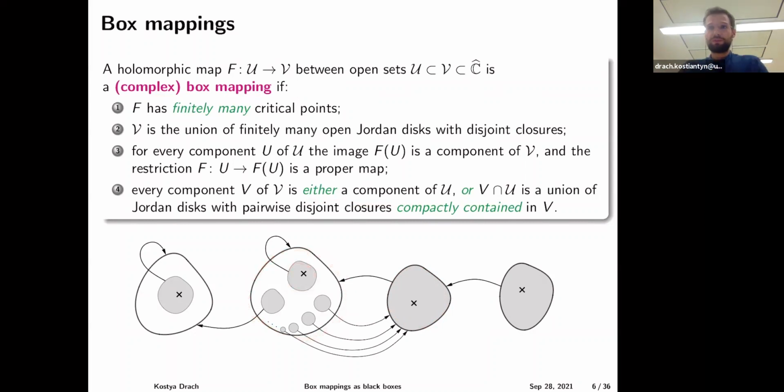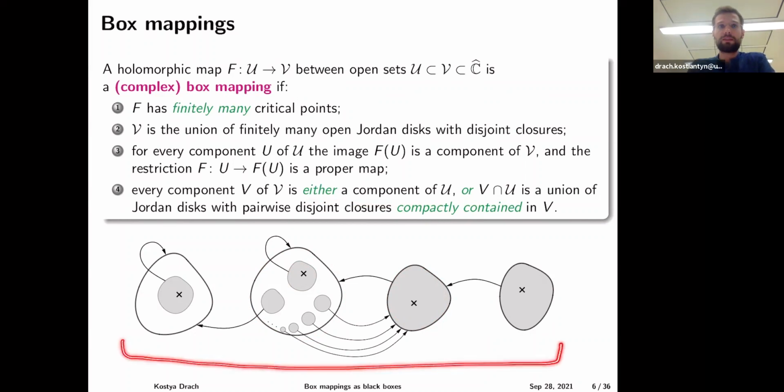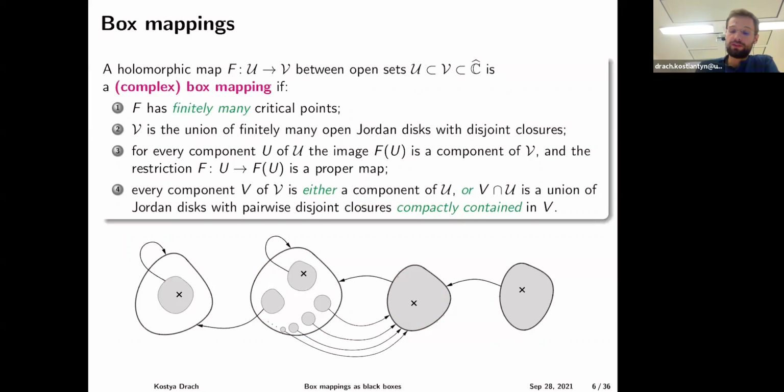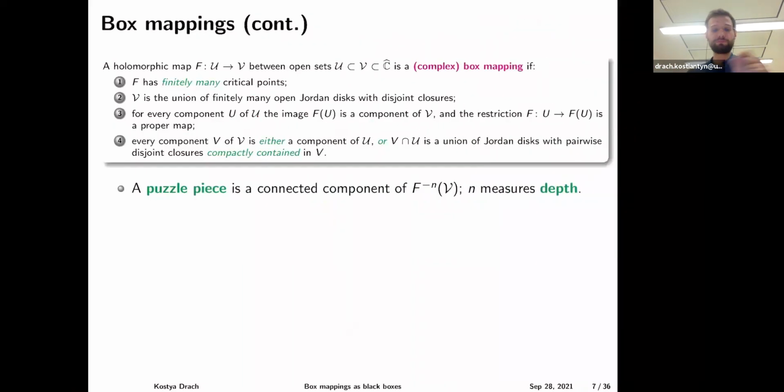What I was describing so far in long sentences and long words is actually described by this picture. This is exactly what we want to formalize, and this is an example of a complex box mapping. So this is the structure, and the structure appears naturally as a first return map to some union of nice sets. And therefore, our goal is to understand what the properties of such general objects are and what conclusions we can draw from those properties.